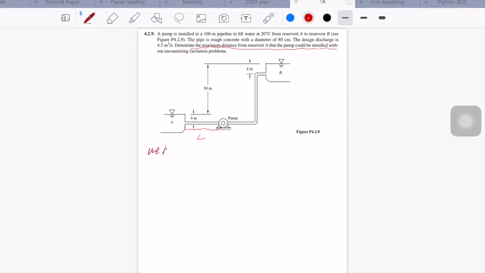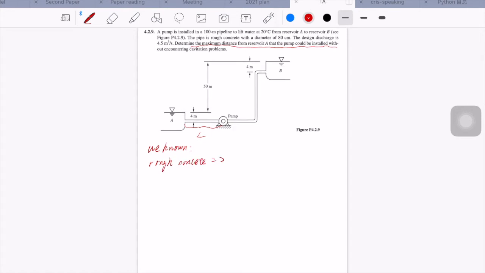And the pipe is rough concrete with a diameter of 80 centimeter. So we can know the roughness height E equals 0.6 millimeter, and the diameter equals 80 centimeter equals 0.8 meter. And the design discharge is 4.5 cubic meter per second. So we know the Q equals 4.5 cubic meter per second. And now we can calculate the velocity equals Q divided by pi d squared divided by 4. So the velocity is 8.95 meter per second.